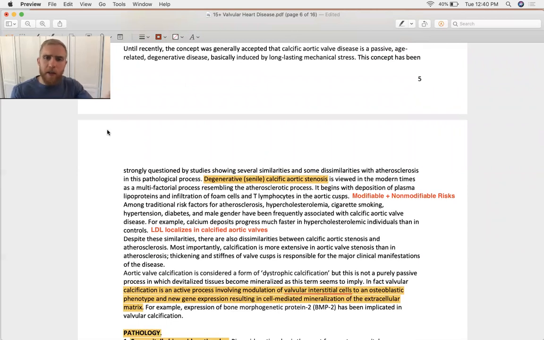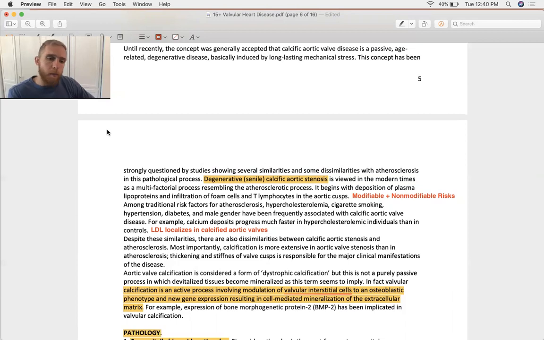Until recently, the concept was viewed as a purely age-related and degenerative disease, but what we're now starting to discover is that it's very multifactorial. There are several things that play into it, and we've even observed LDL inserted within the tissue of calcified valves. We've also observed angiotensin converting enzyme within the tissue of calcified valves, and we know that angiotensin 2 is a sympathetic activator and can lead to apoptosis locally.